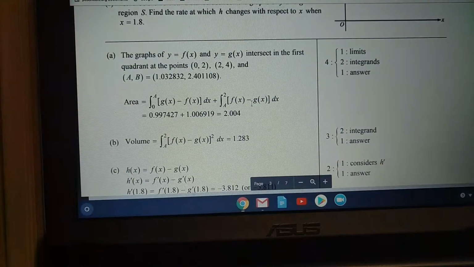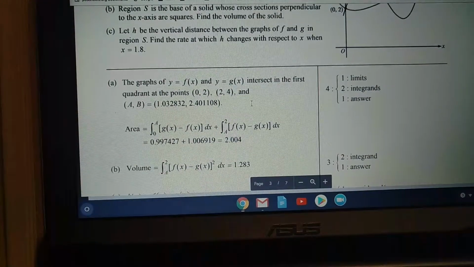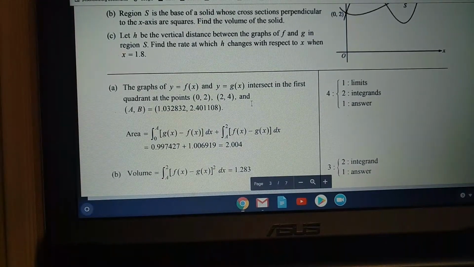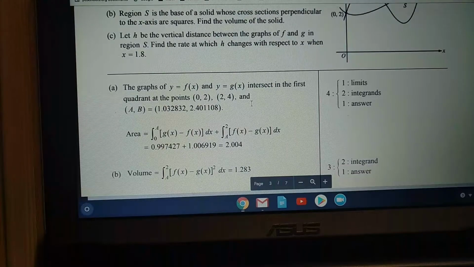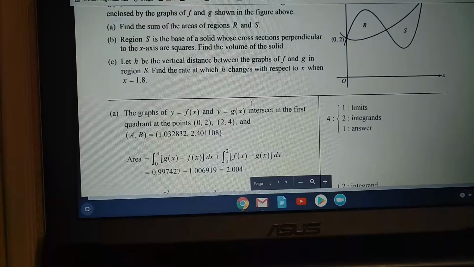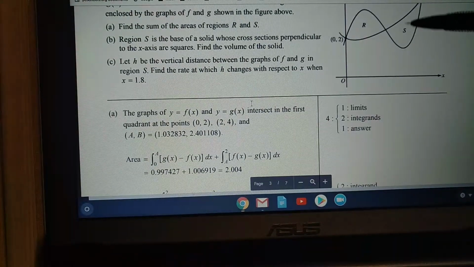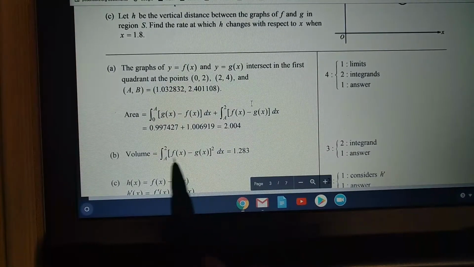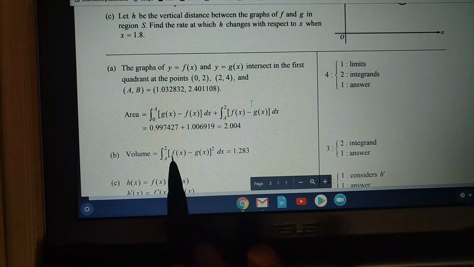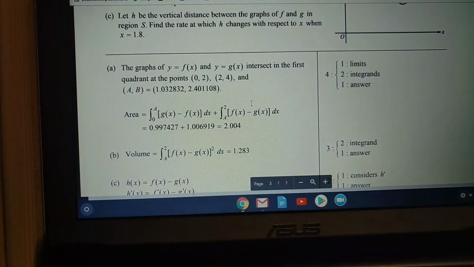Okay, part B. Part B now wants the volume, and we've got a known cross section here. In this case, our cross sections are squares. So we know we're just talking S. We have to find the difference between the curves and then square it to get our area. So you can see we're going to integrate from A to 2, and we've got our difference between the two curves. Once we get that distance, we square it to get the square.